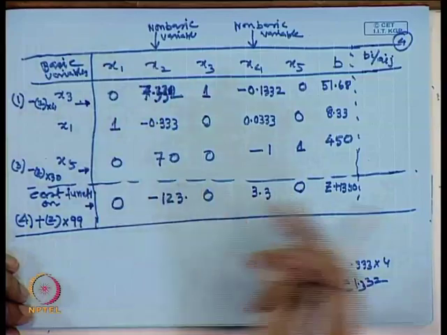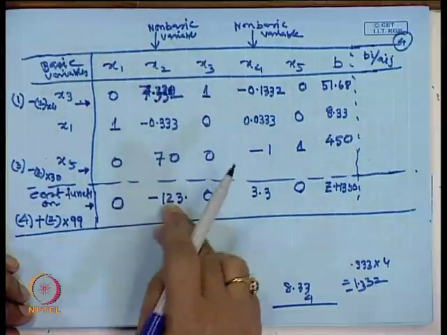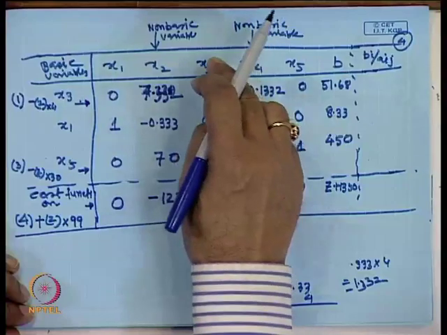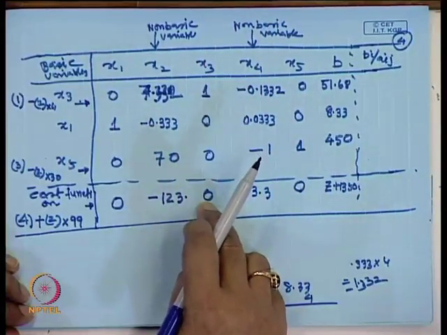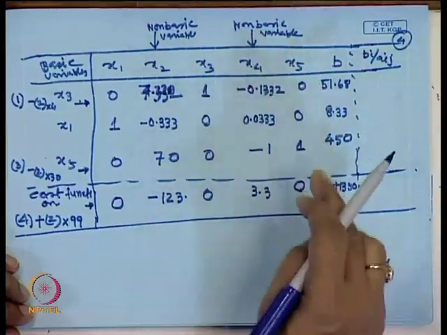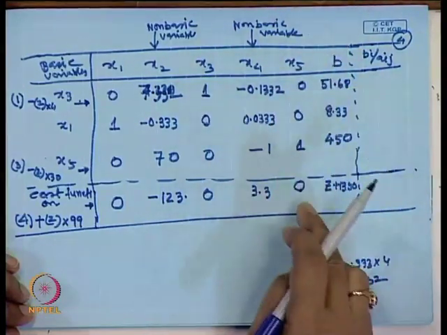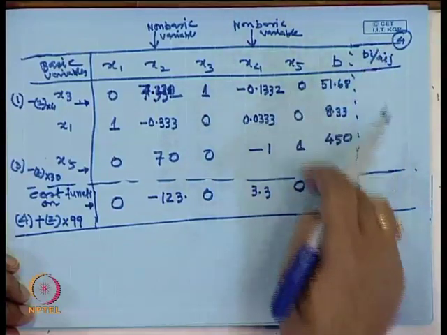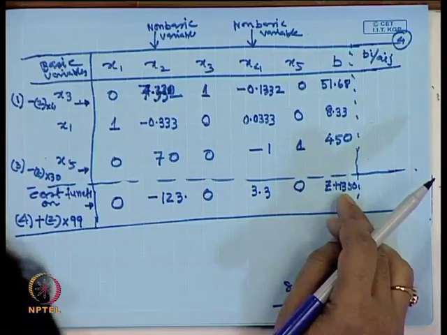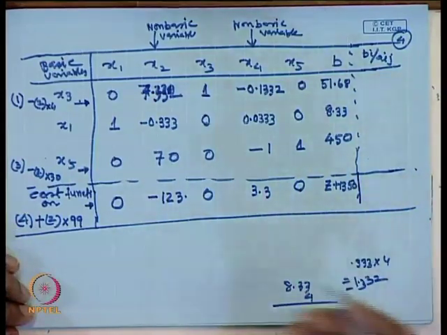So, what is this cost function value? X1 into 0 plus x2 into this one, x2 value also 0, non-basic value. x3 value is non-zero, but its coefficient is 0. 0 plus x4 into 3.3, but x4 is a non-basic variable, its value is 0. x5 into 0, x5 is not equal to 0 because it is a basic variable, but its coefficient is 0. So, our objective function value is z plus 1350. Agree?